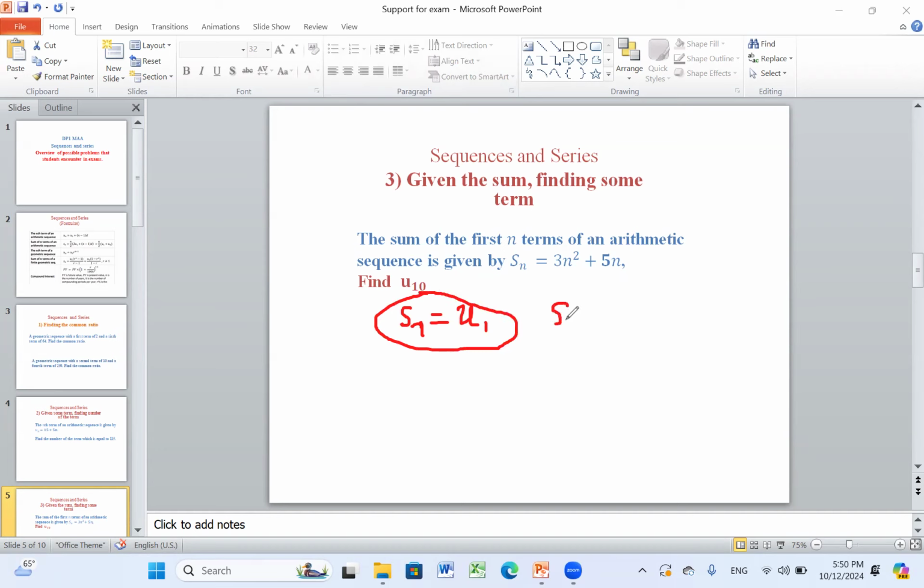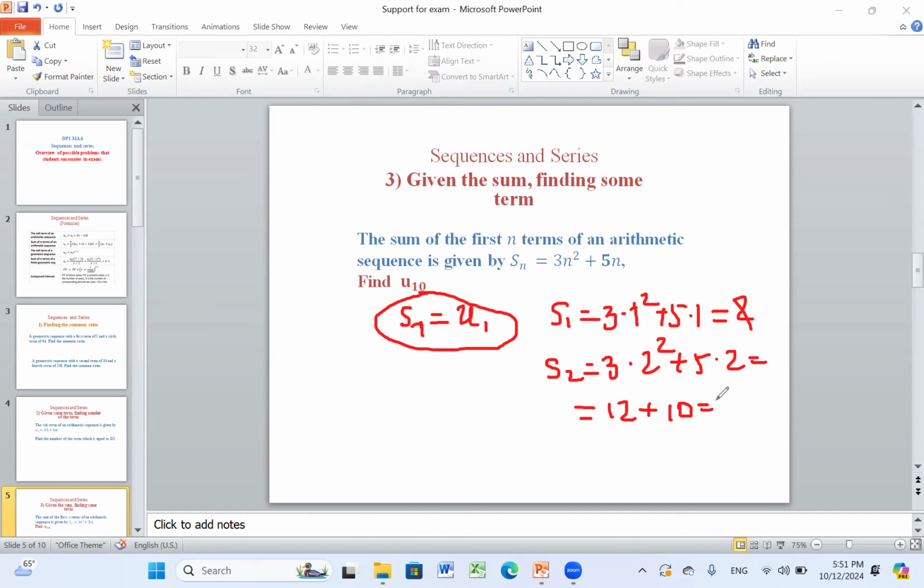So S1, if you calculate S1, it is 3 times 1 squared plus 5 times 1 instead of n. It is 8. So S1 is 8. Okay, but is this data enough to find U10? Not yet. What we can do is find S2. Let's see what S2 is. S2 is 3 times 2 squared plus 5 times 2, which is 12 plus 10, which is 22.